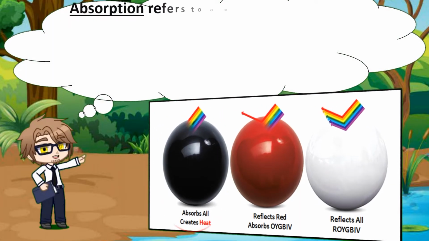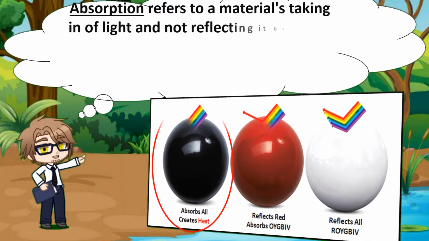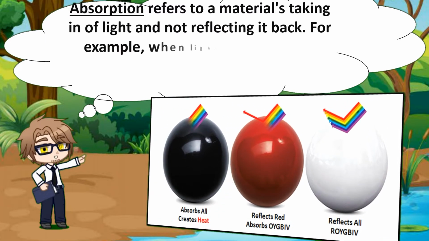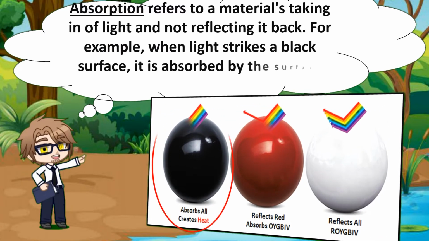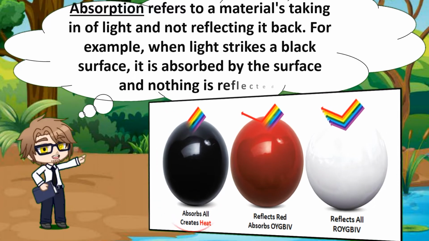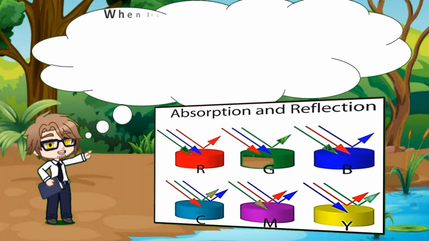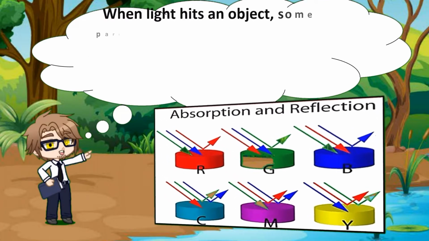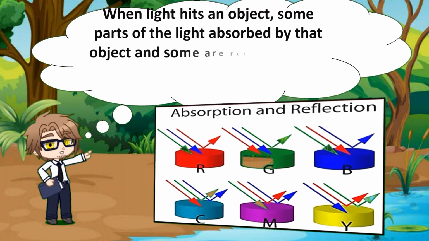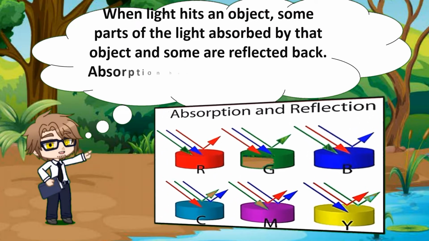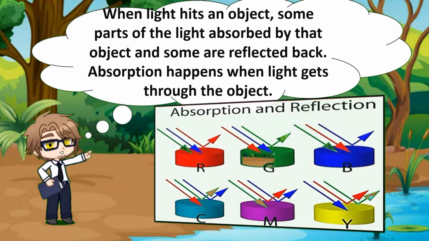Absorption refers to a material taking in light and not reflecting it back. For example, when light strikes a black surface, it is absorbed by the surface and nothing is reflected. When light hits an object, some parts of the light are absorbed by that object and some are reflected back. Absorption happens when light gets into the object.